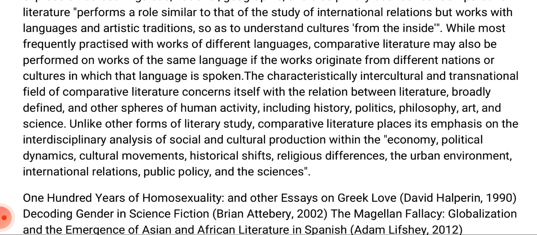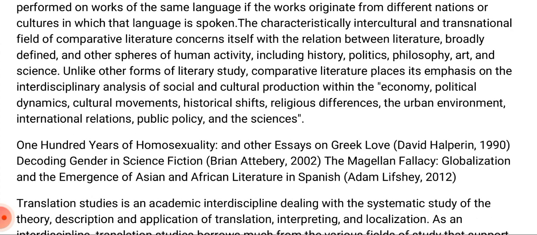One Hundred Years of Homosexuality and Other Essays on Greek Love, written by David Halperin, published in 1990, is one of the examples of comparative literary work. Then, Decoding Gender in Science Fiction, written by Brian Attebery, published in 2002, is also one of the examples. Then, Magellan's Fallacy: Globalization and the Emergence of Asian and African Literature in Spanish, written by Adam Lifshey in 2012, is also an example of it.